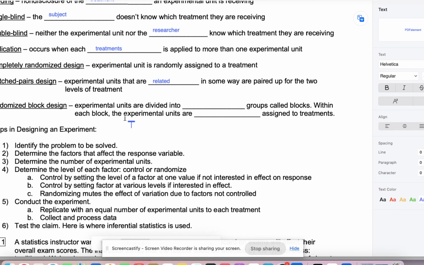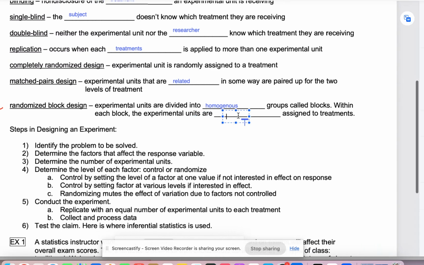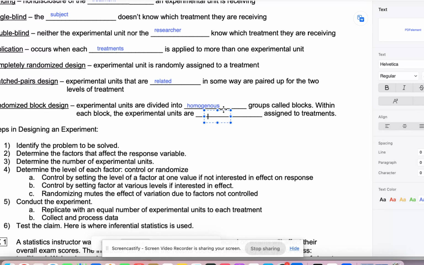Randomized block could be 2, could be more than 2, but it's when experimental units are divided into homogeneous groups called blocks. So again, homogeneous means the same. So there's something that they share that's all the same. And within each block, then the experimental units are randomly assigned to the treatments.